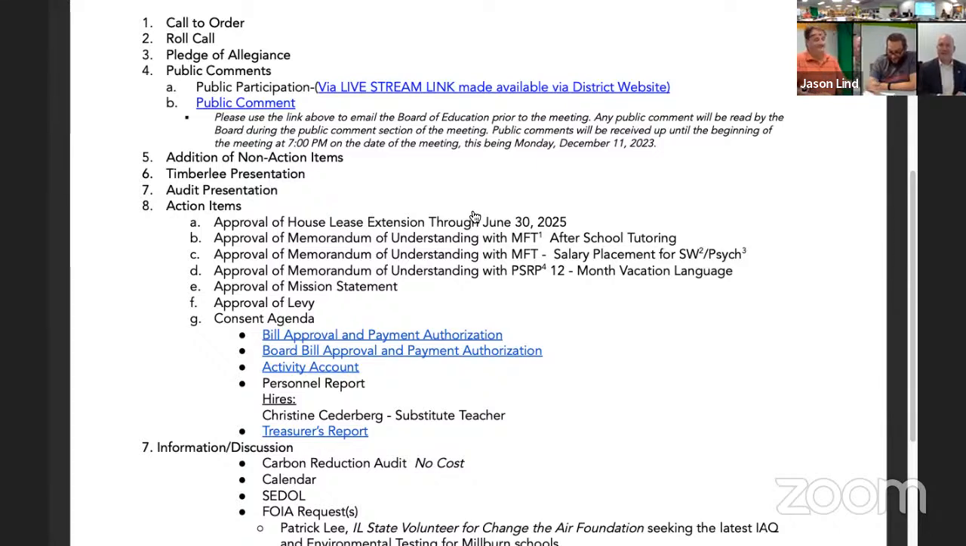Now you're responsible. All right, memorandum of understanding with MFT regarding salary placement for social workers and psychologists. They have a different schedule for their master's programs. We've talked about this. We start them at a different spot on the salary schedule, just trying to stay up with our neighboring school districts. And actually, it's past practice that we've done for a while. We're just codifying. Move to approve the memorandum of understanding with MFT for salary placement for social workers and psychologists.